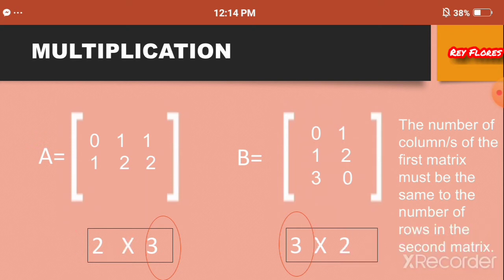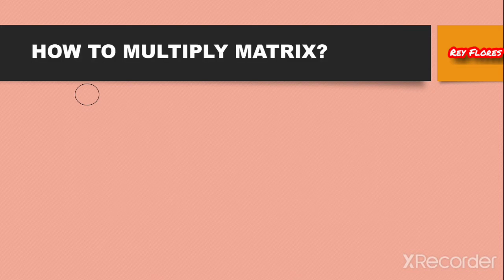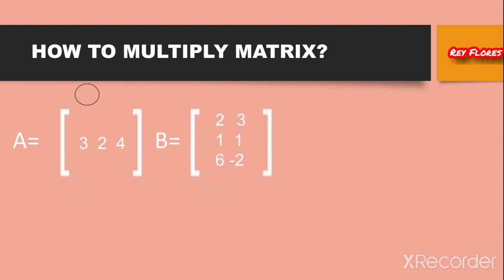So let's proceed with the given example here. How to multiply matrices with this given equation. The matrix A has the elements 3, 2, 4, and the matrix B has the elements 2, 3, 1, 1, and 6, negative 2.